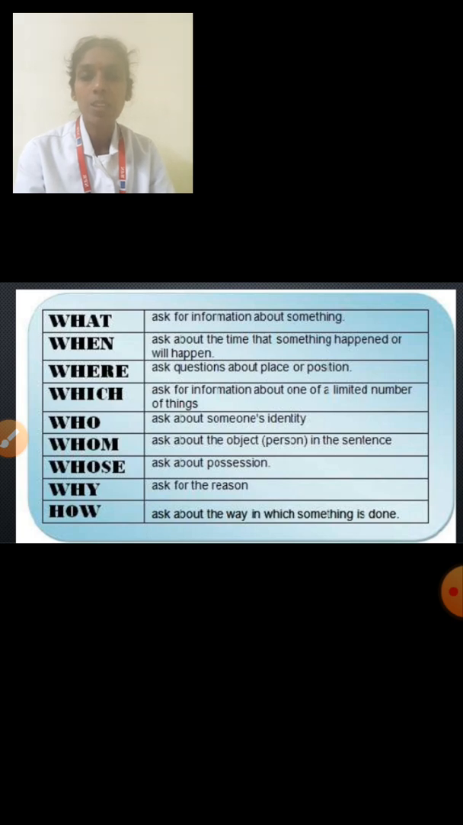So the question word will come first, then the auxiliary will come second. Next, the subject will come third: question word plus auxiliary verb plus subject. In this frame, we should form WH questions. Next, let me see the second example. First, we should use a question word. What is the question word?